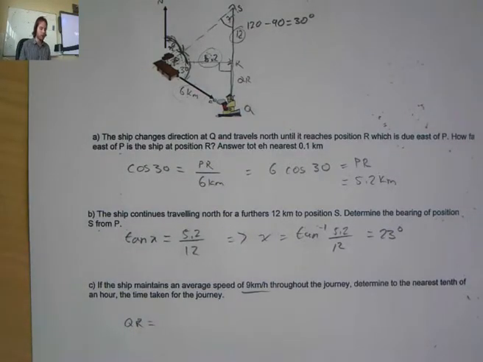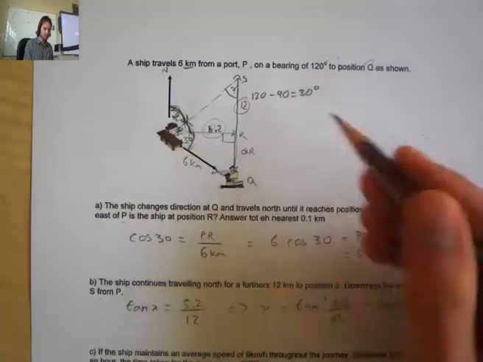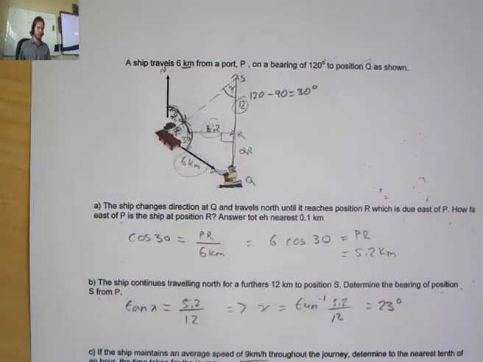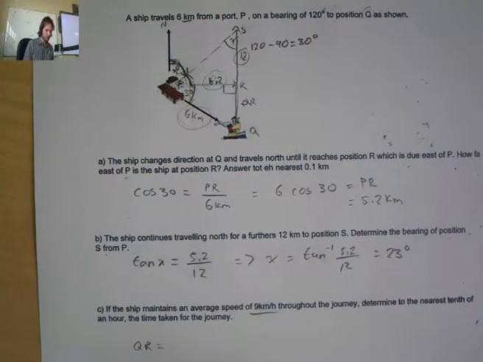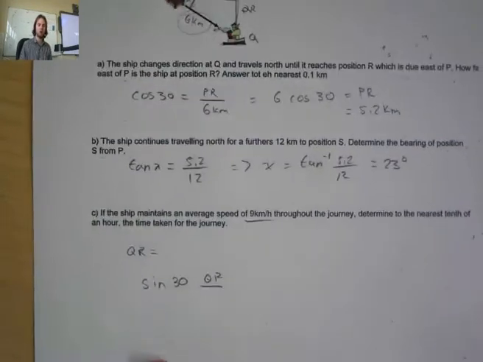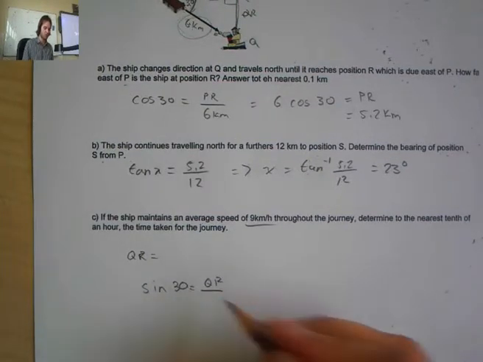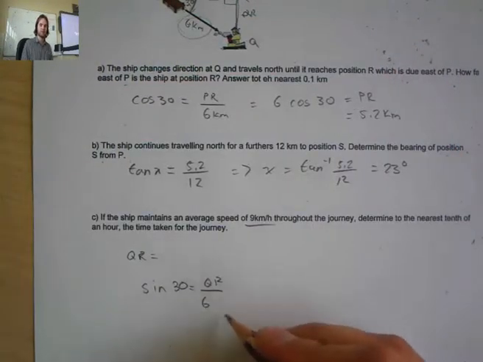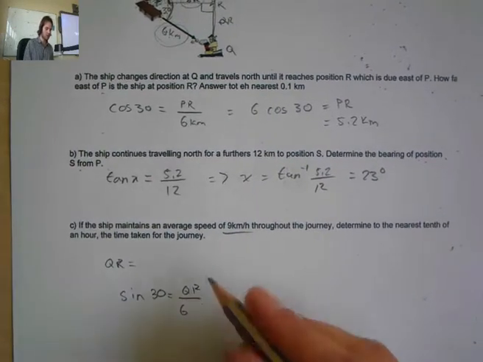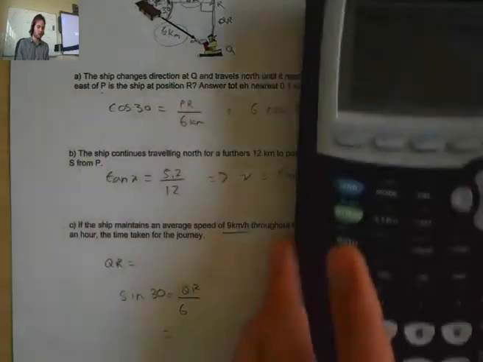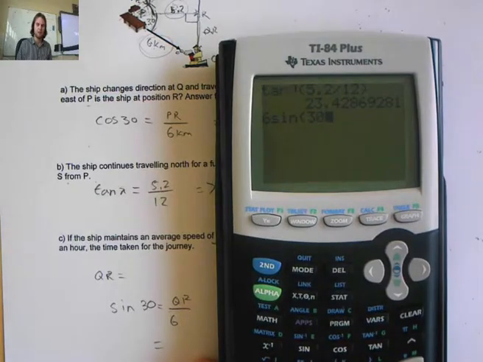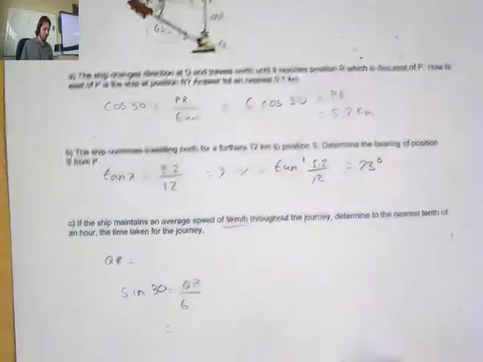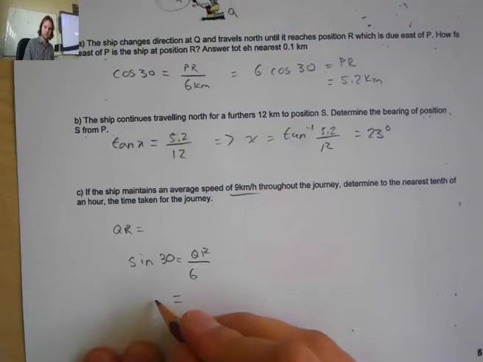Is equal to, well, let's see, what do we know here? This is 30, this is 6, and we want to know QR. So that's going to have to be opposite in that sine law. So we're going to go sine 30 is equal to opposite, which is QR, over my hypotenuse, which is 6. Alright? Now I'm going to continue this. And I'm going to get 6 sine 30, enter, and we end up getting 3. So QR is equal to 3.